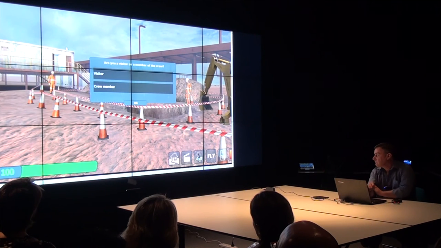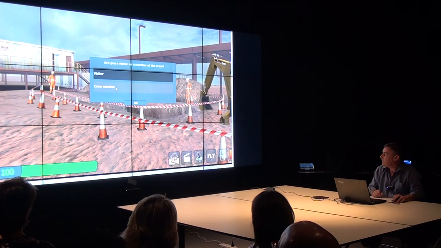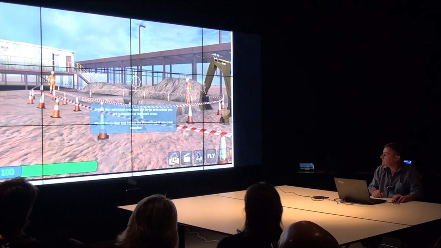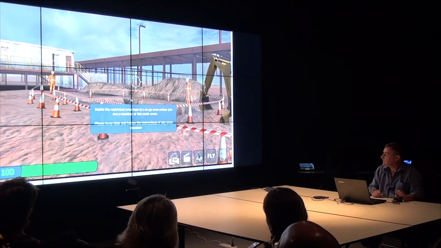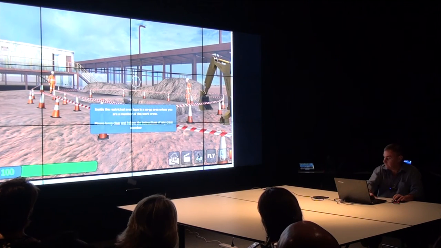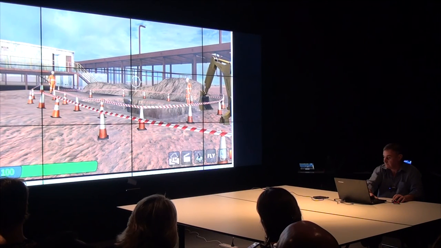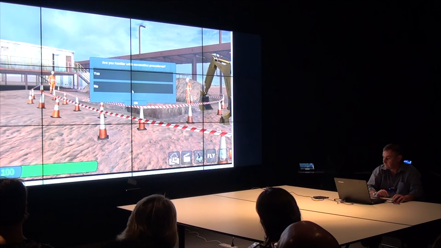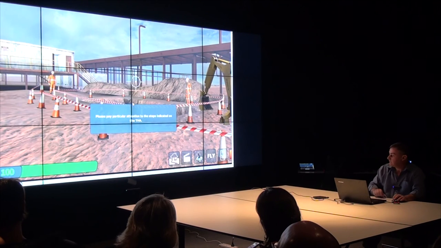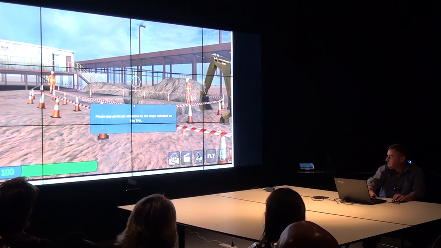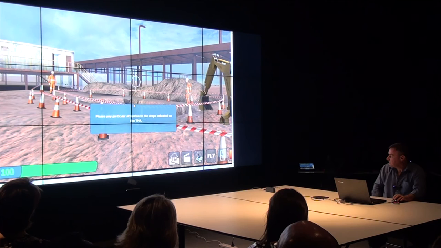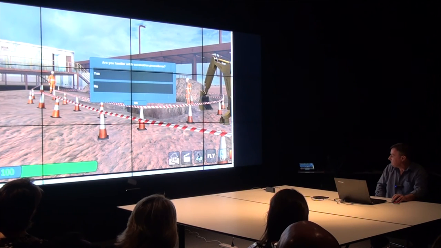Are you a visitor or a member of the crew? So we say we're a crew member. Inside the restricted area tape is a no-go area unless you are a member of the work crew. Please keep clear and follow the instructions of any crew member. Are you familiar with excavation procedures? So we say no. Please pay particular attention to the steps indicated on the THA.